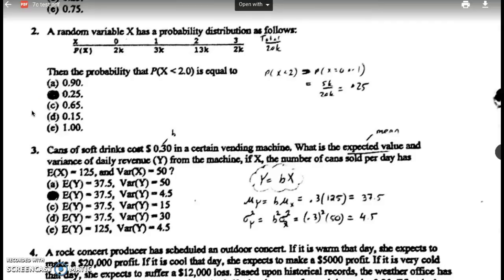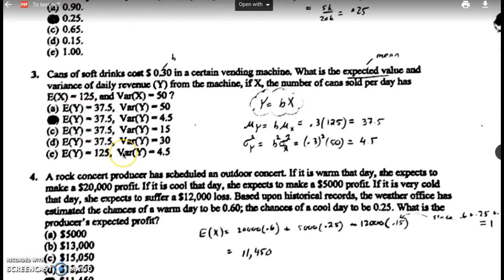Number 2, a random variable x has a probability distribution as follows. And again, we have a bunch of variables here. So first thing I looked at was I found the total amount of k that they have, and it adds up to 20k. The question wants to know the probability of x being less than 2. So in this scenario, in order for x to be less than 2, it can only be 0 or 1. So I did 2k plus 3k, that gave me 5k. 5k out of the total 20k is 1/4, which is 0.25, so the answer is B.